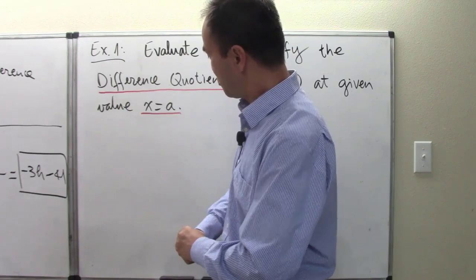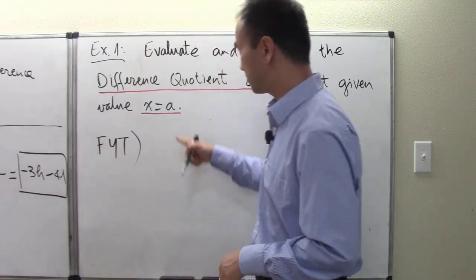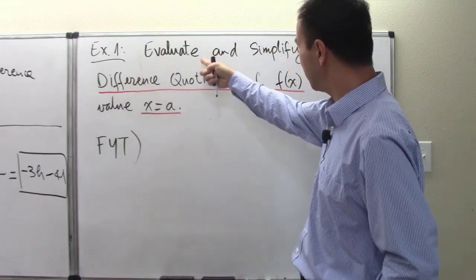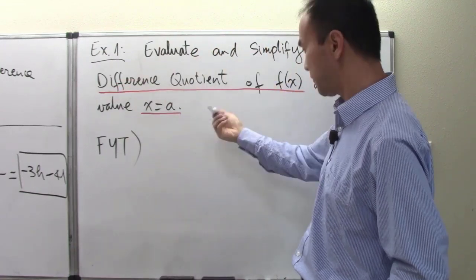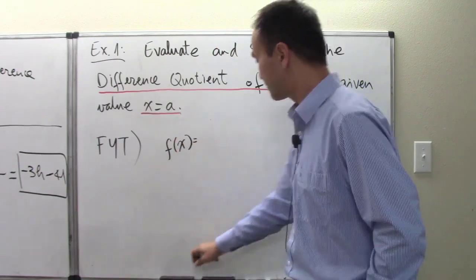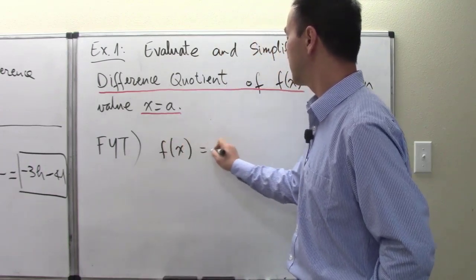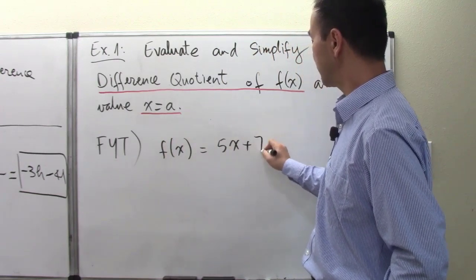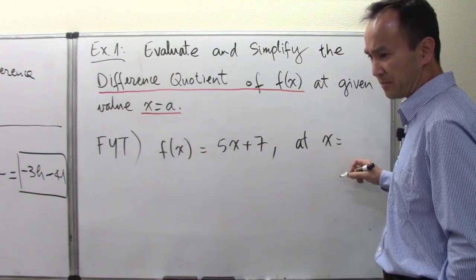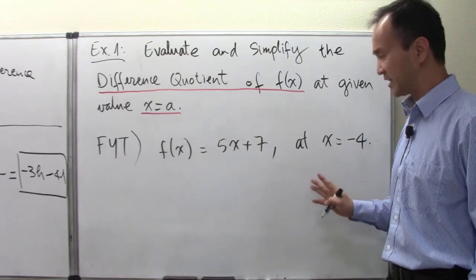All right, the first FYT problem I want to introduce. The same instruction: we have to set it up first, and then evaluate and simplify the difference quotient. The function here is f of x given as 5x plus 7, at x equals minus 4.